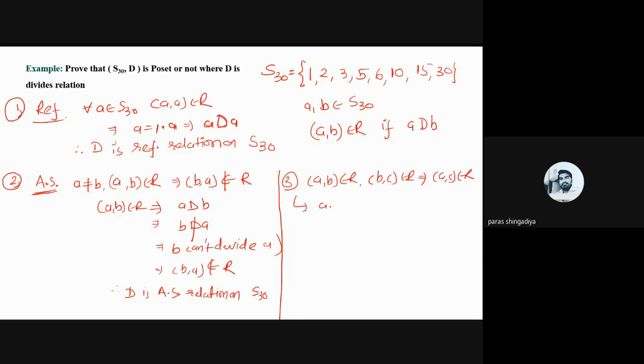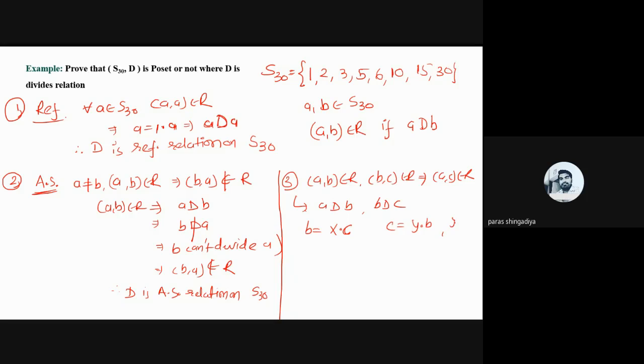So (A,B) belongs to R means A divides B. (B,C) belongs to R means B divides C. And we can also prove it by using the formula that we discussed in the example. A divides B means we can write B is equal to X into A, where X belongs to the set of natural numbers, and here C can be written as Y into B, where Y belongs to the set of natural numbers.